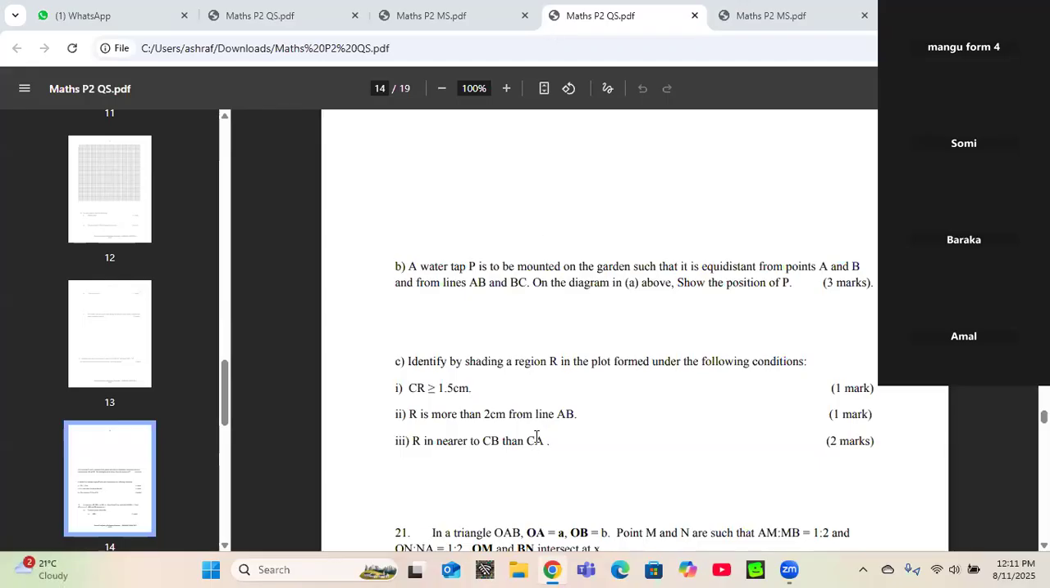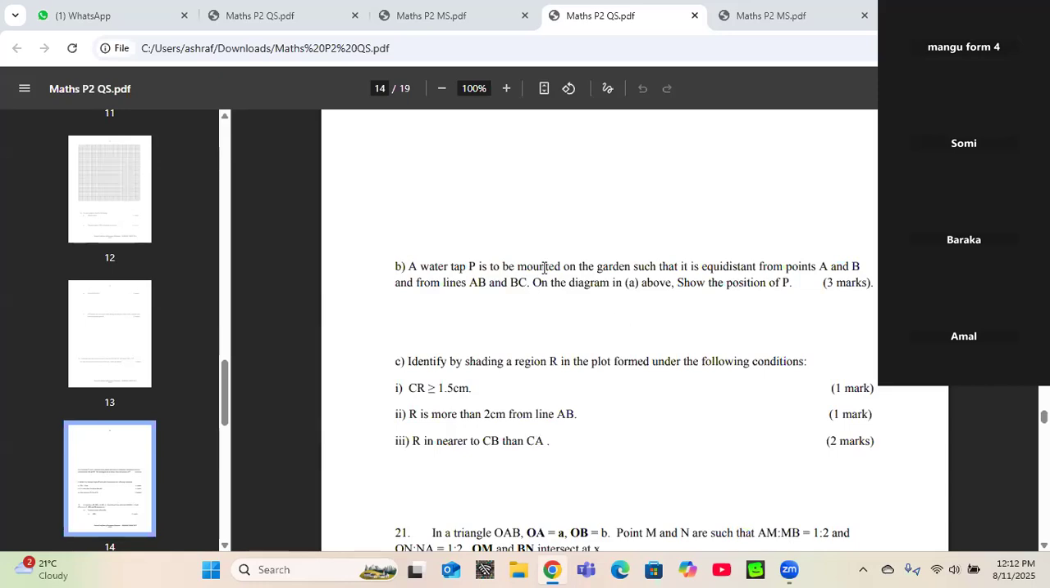Locus of points. So you start first of all by getting the line before you deal with the inequality. So CB and CA, C is common. So this is a locus of points equidistant from two lines, line CB and line CA. That's an angle bisector locus. So you bisect the angle ACB. That will be the locus. And then you shade. You have been told R is nearer to CB than to CA. So if it's nearer to CB, then you shade the side of CA. Then you can locate your R.